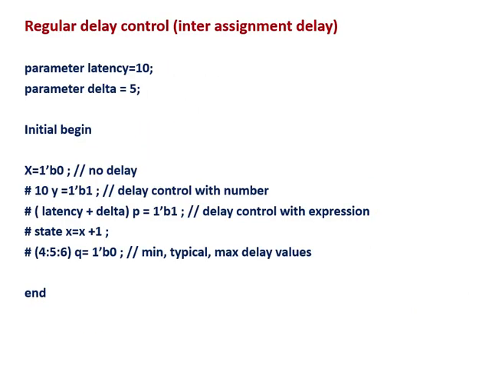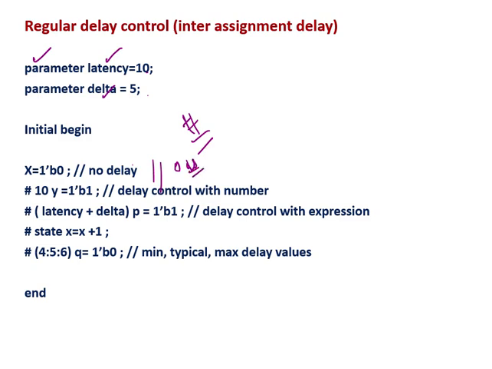The first one, regular delay control or inter-assignment delay. Here it is written as an example: parameter, which is a predefined word, then latency, a user defined word, 10, and delta, 5. So initial begin, x equal to 1'b0. There is no delay here because I have not given any hash token. So this line is executed at 0 nanosecond, or 0 time step.